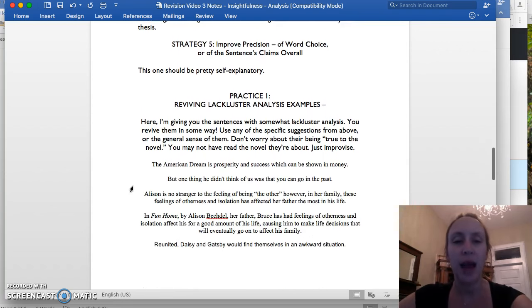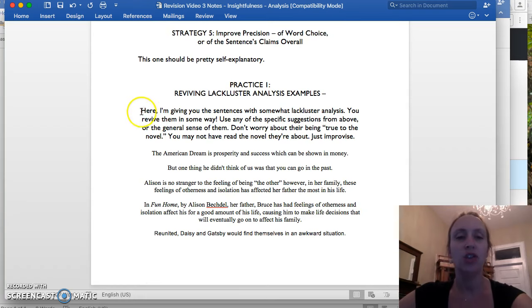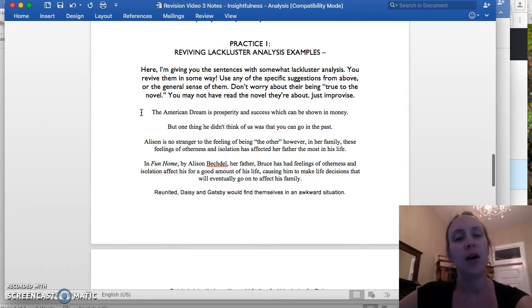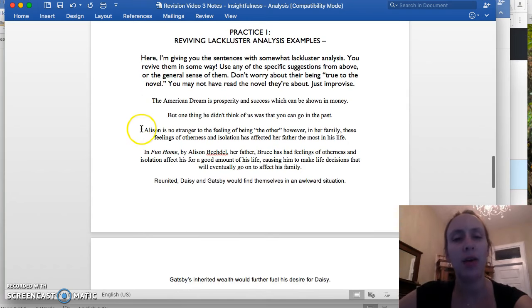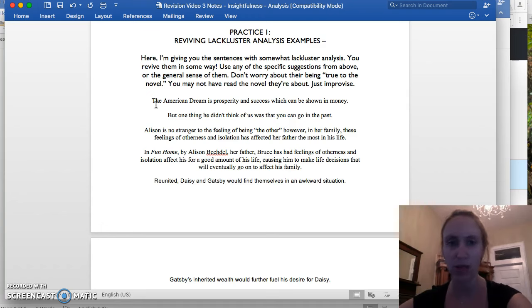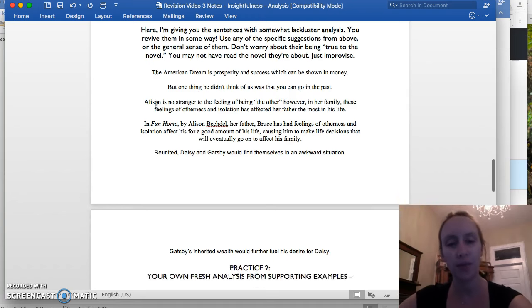All right, so here's some practice. The first, just generally, I have some sentences from potential essays about Fun Home and The Great Gatsby. So even if you haven't read these works yet, which you probably haven't, just don't worry about being true to the novel, to the text, because you haven't read the novel yet. Just improvise a way to make these more analytical, better in some way, using the general sense of the strategies above or particular strategies. You don't need to be like really sure which one you're using. Just try to make these better, more analytical.